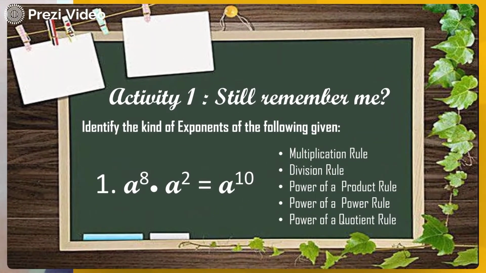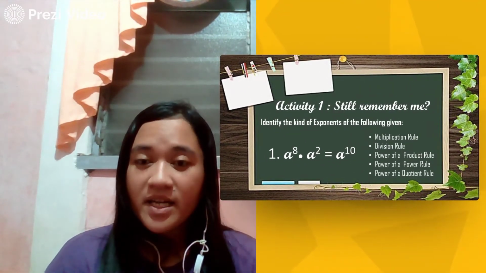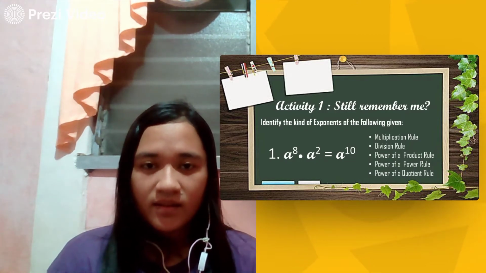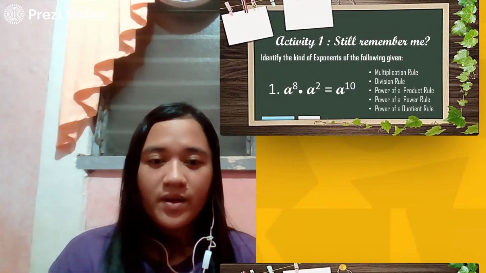You choose whether it is the multiplication rule, the division rule, the power of a product rule, the power of a power rule, or the power of a quotient rule. So, number 1, what kind of rule of exponent is this? Multiplication rule. Very good.